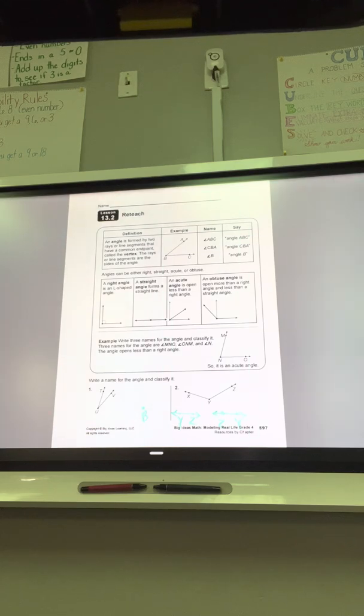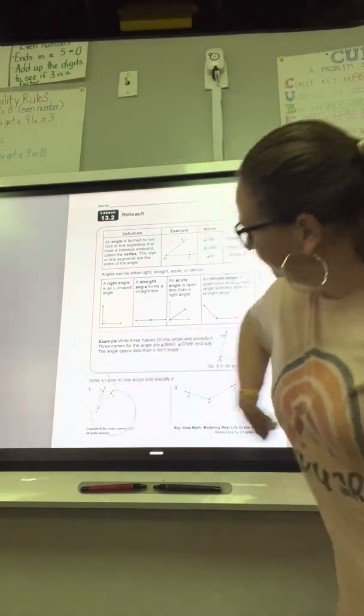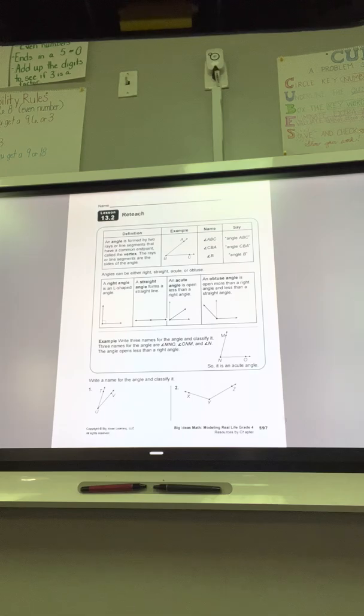Okay, so we were talking about lines, points, rays, and line segments, the basic building blocks. And now we're going to move into angles. So an angle is formed when two rays or two line segments have a common endpoint.